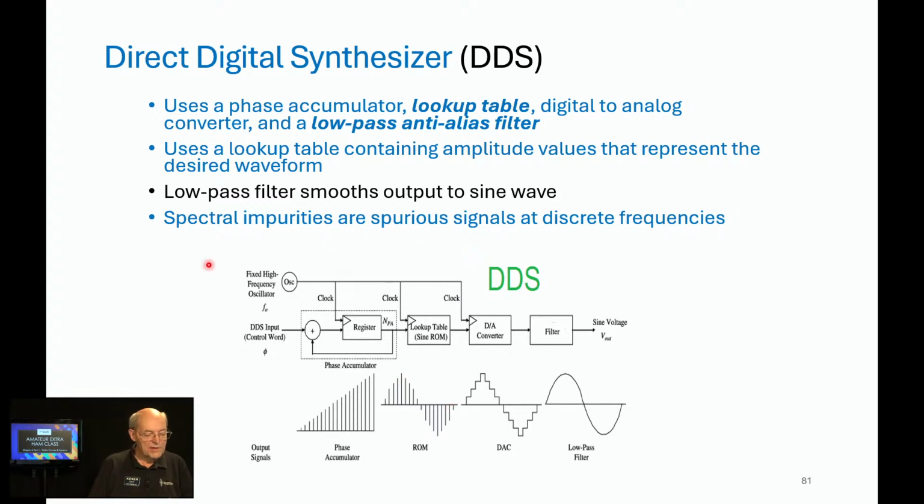The spectral impurities are spurious signals at discrete frequencies. Sometimes, even on a modern radio, you might have the antenna disconnected or shorted out and tune up and down the band, and you might hear a signal. It sounds like a CW signal that's just there all the time. That could be a spectral impurity from a DDS, also called birdies, because it sounds like a birdie.